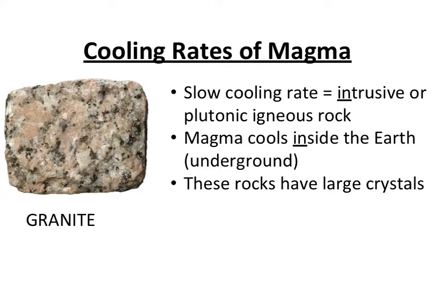One of the ways that we classify igneous rocks is based on how fast they cool. Granite is a type of rock that cools very slowly. And because it cools very slowly, we call it an intrusive, or sometimes a plutonic igneous rock. This is magma, molten rock, that cools inside the earth or underground. Because it cools underground, it takes a while for it to cool off. It stays hot for longer because it's deep under where it's nice and hot. And so because of that, these rocks tend to have much larger crystals like this granite.